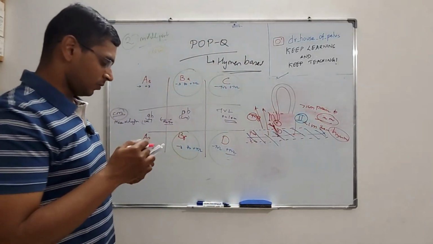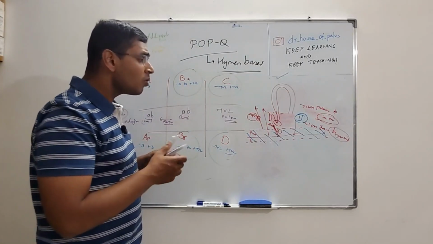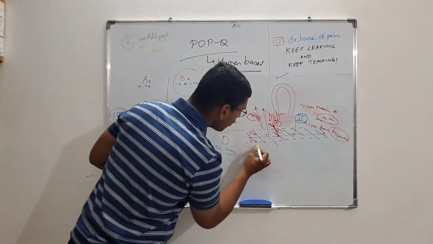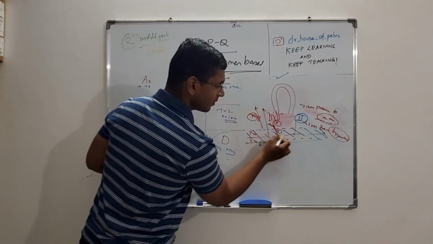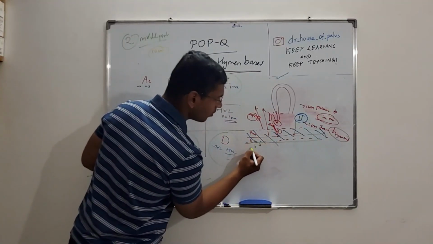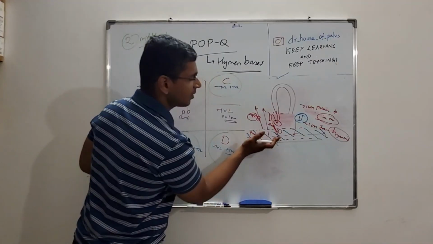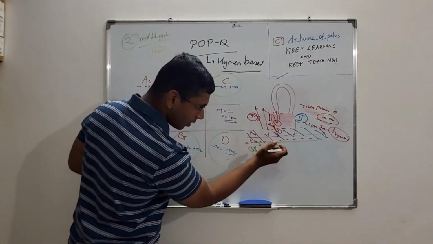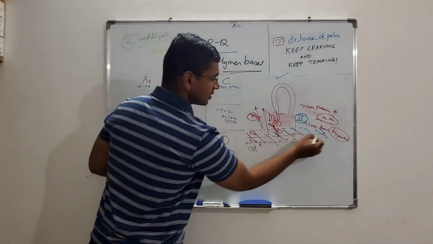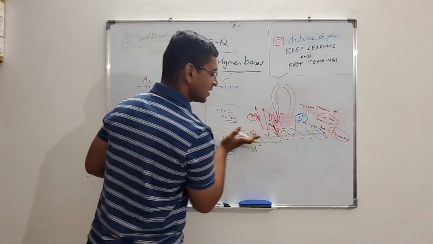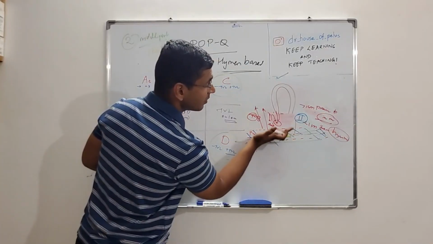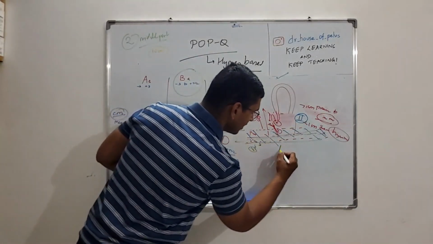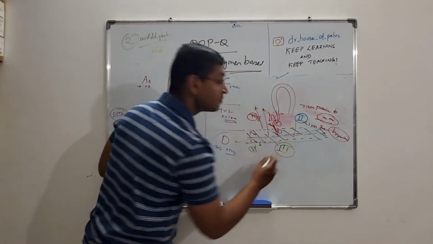Right? Now, the most dependent point is more than 1 centimeter from the external hymenal ring. If it is below the 1 centimeter margin, the prolapse has come beyond this line. This is the external hymenal ring. Again and again I am telling you, this is the external hymenal ring axis, and 1 centimeter below that. If the most dependent point is below this level, that will be called stage 3 prolapse.